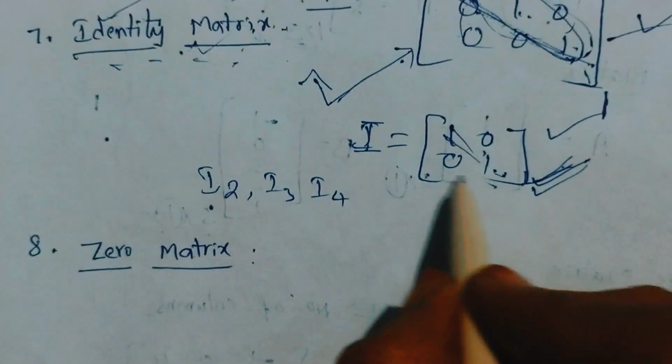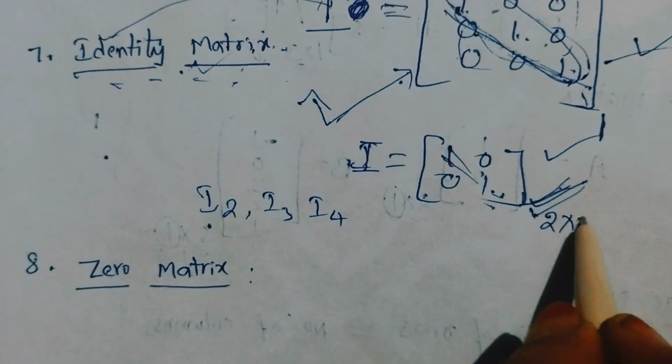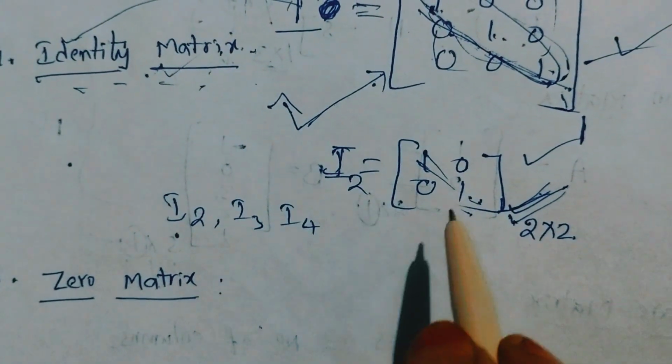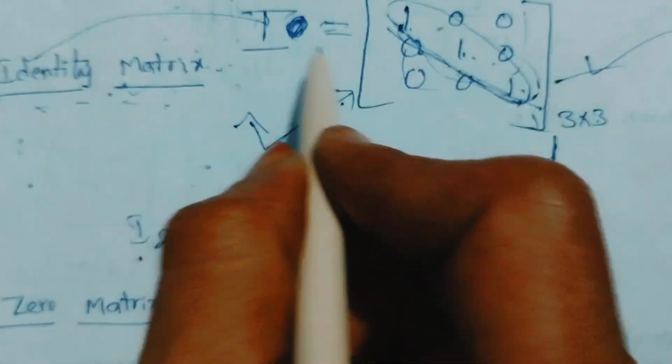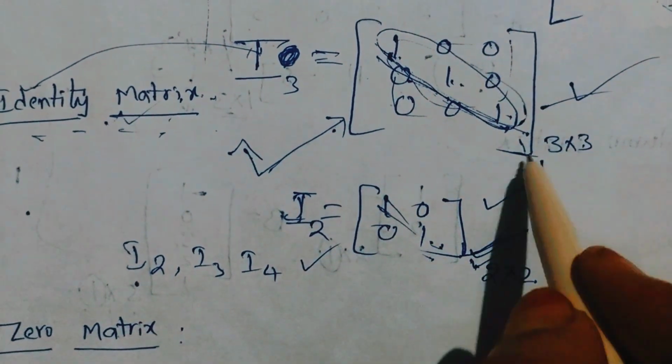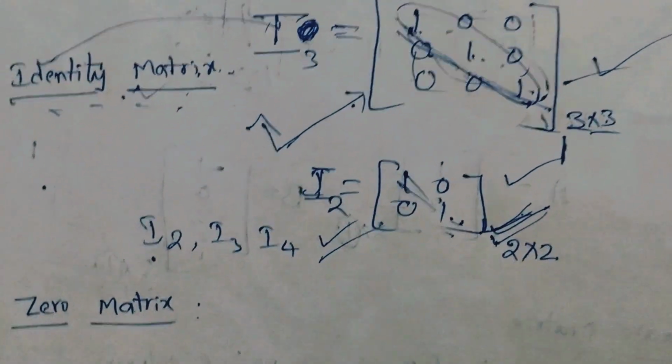How to write it? What is the order here? 2 by 2 is simply I2. This is a 3 by 3 matrix, it is I3. So 3 by 3 means I3. These are identity matrices.